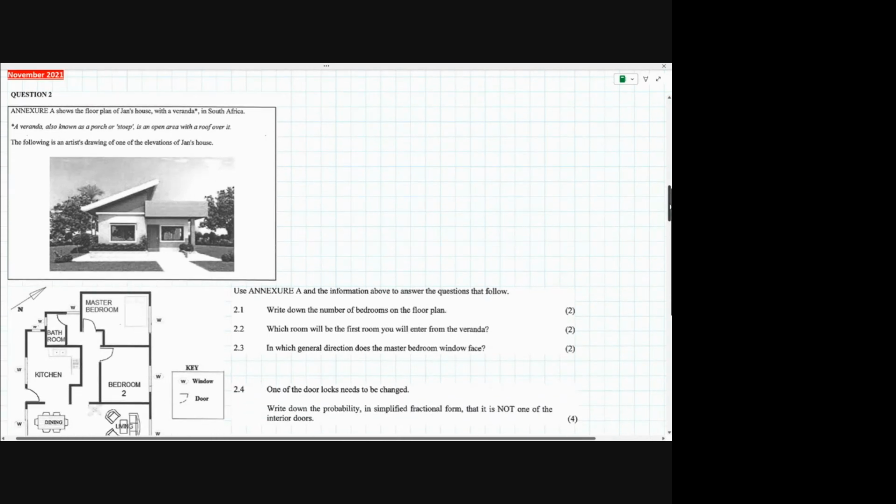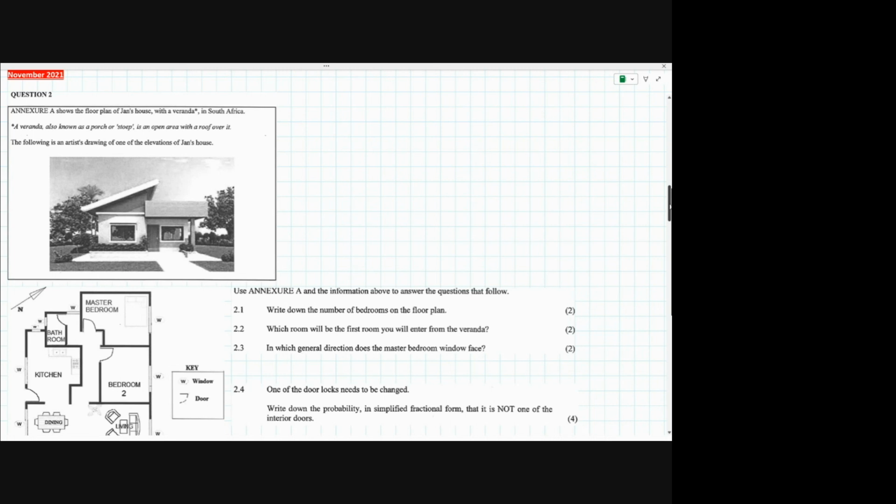All right, so this is from three years ago, finals. Again, there's an annexure. It says, Annexure A shows the floor plan of Jan's house with a veranda in South Africa. A veranda is also known as a porch or stoep. It's an open area with a roof over it. You'll see that oftentimes, if there is wording that we expect you to know but maybe not everyone has context for, there's a little definition for you. There was a definition in one of the other papers we've looked at. So if you're ever confused, it might be there for you.